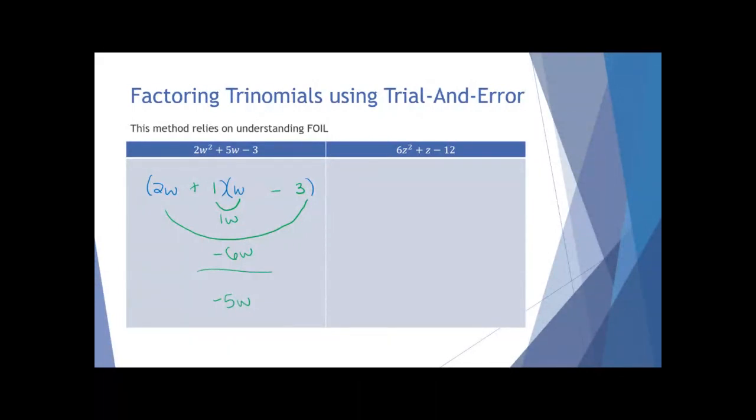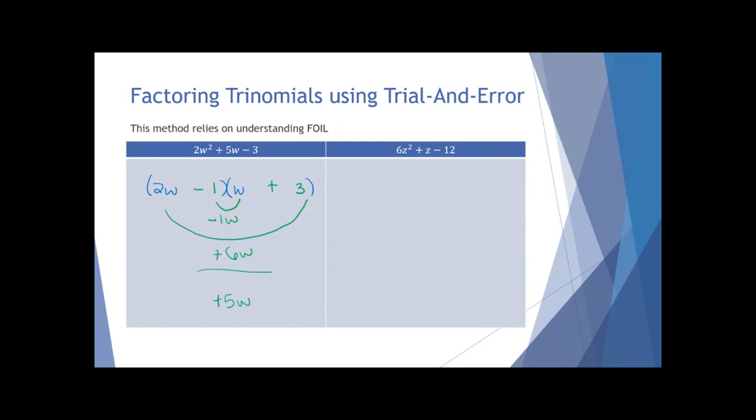Now, what's nice is if you do this and you get the correct number, but the sign is wrong, that just means you have your plus and minus in the wrong spots. So if I switch those, then I have a -1w, a +6w, and that gives me a +5w. And so that is correct, and so that's factored. So this one didn't take too long, and I just got lucky by putting 1 and 3 first versus if I had done 3 and 1 first.